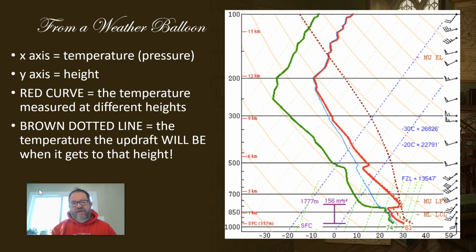And I'm lying to you a little bit. Wait a minute. I'm sorry. I have a mistake on the slide there. The x-axis is temperature. Forget that word pressure on there. The x-axis is temperature. The y-axis on this diagram is height.